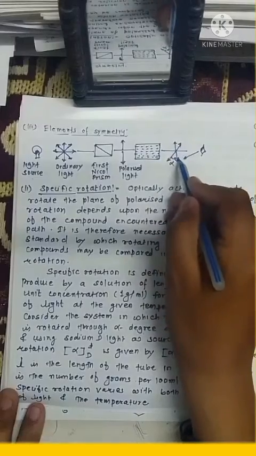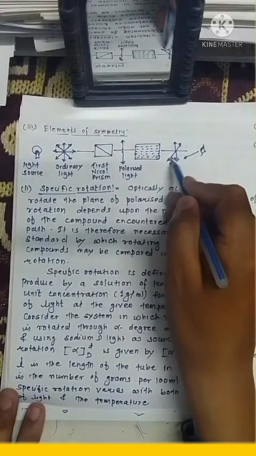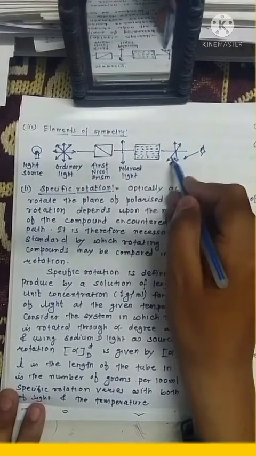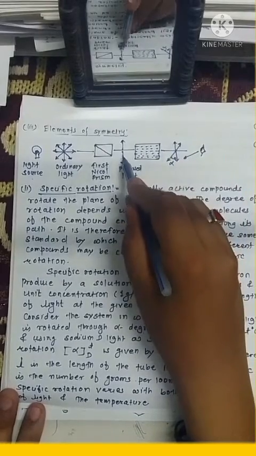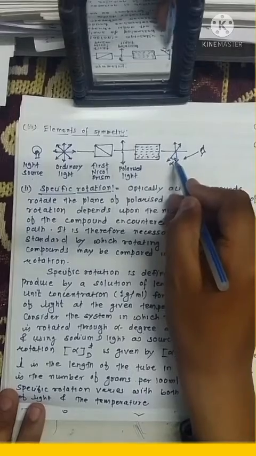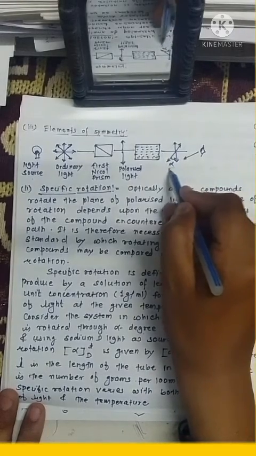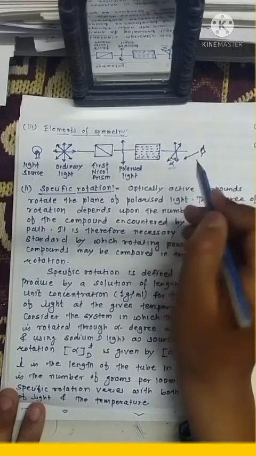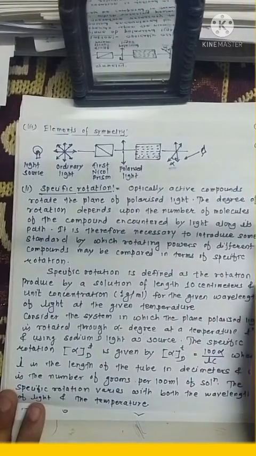Now just see, when this plane is shifted from its original position, there is a creation of an angle. What this angle means, now we will see.